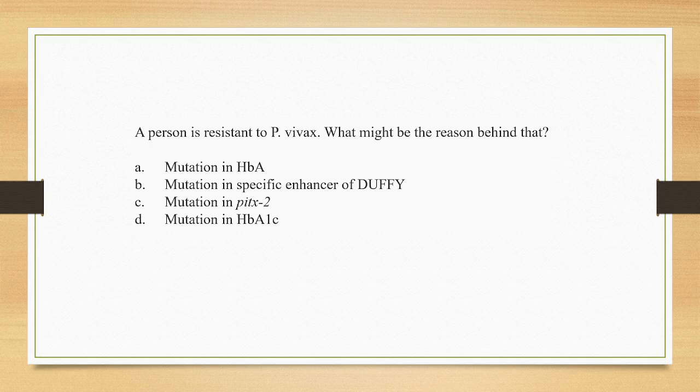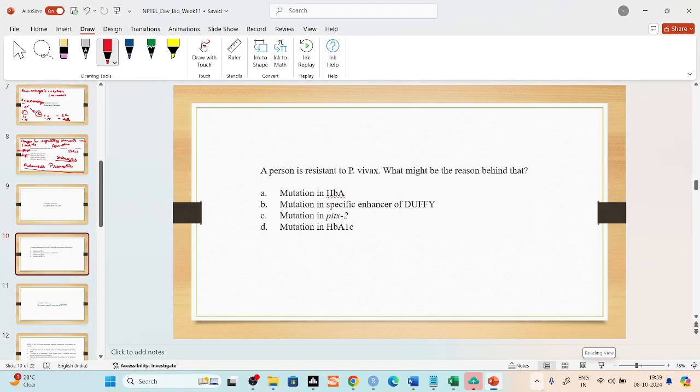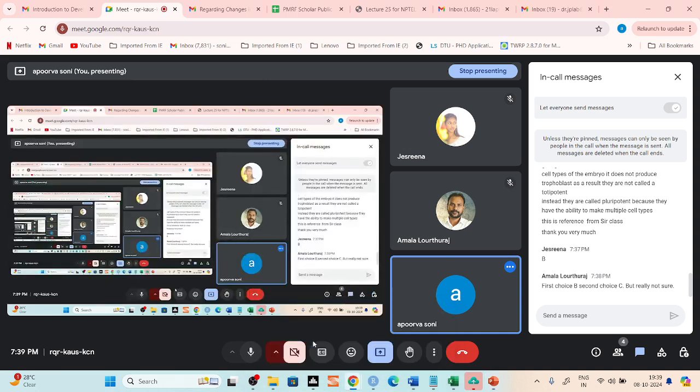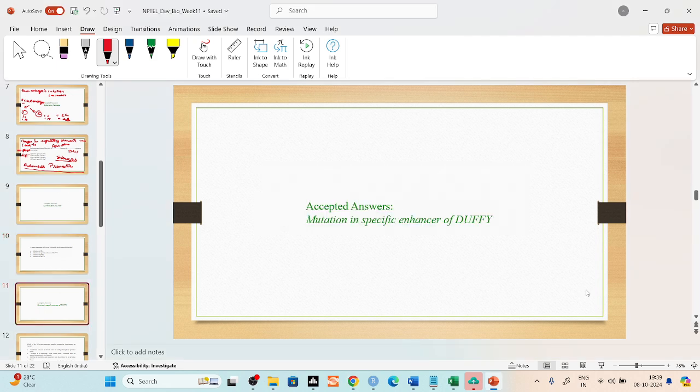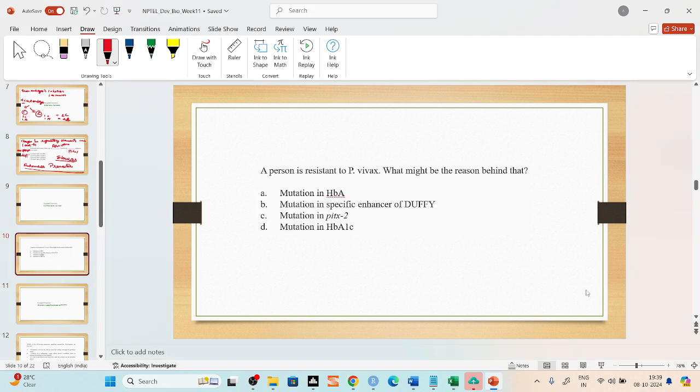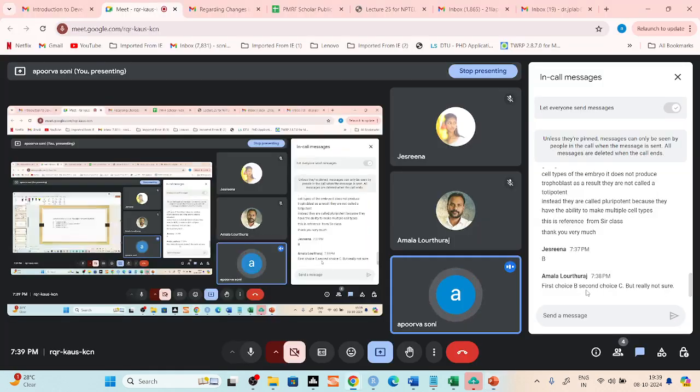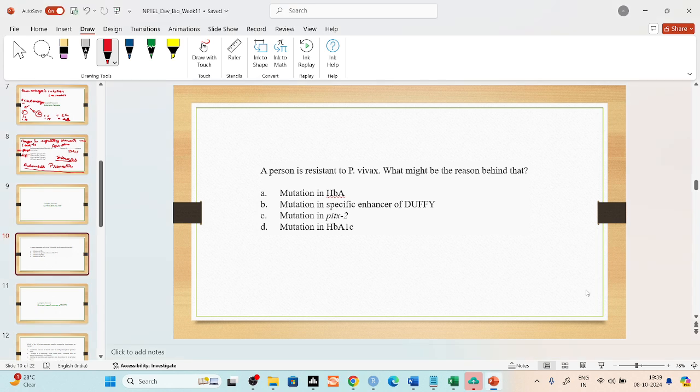Okay, fine. Let us see what you have answered. Jasrina has answered B and Amla has answered first choice B, second choice C, but not really sure. Okay, fine. The correct answer is B. So I think both have answered it correctly. Good. A person is resistant to Plasmodium vivax. What might be the reason behind it? The correct answer is B.